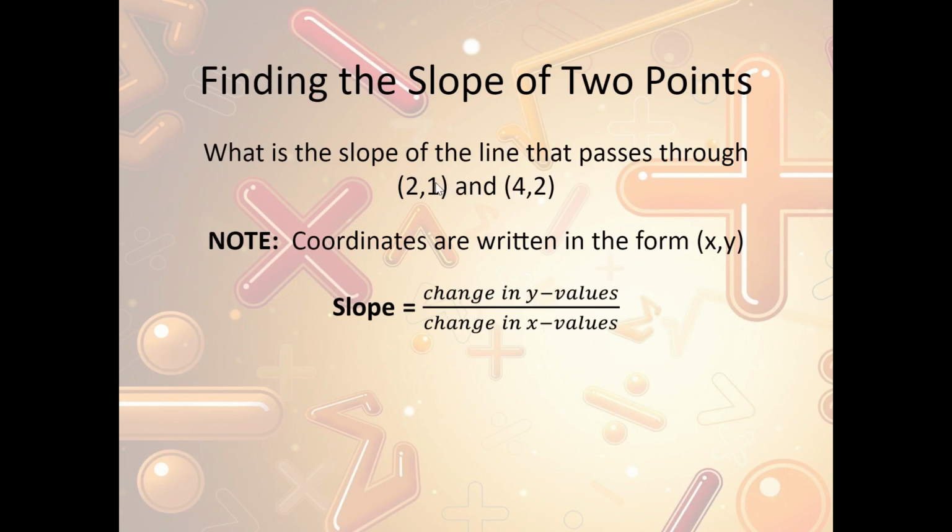So when I do that, I get 1 minus 2. Those are my y's, so that's my change in y. So my change in y is 1 minus 2. And my change in x is 2 minus 4. So that's change in y over change in x. Now when I do that, 1 minus 2 is negative 1. And 2 minus 4 is negative 2. And a negative divided by a negative just becomes a positive, so this is just 1/2. So my slope for that line that goes through those 2 points is 1/2.